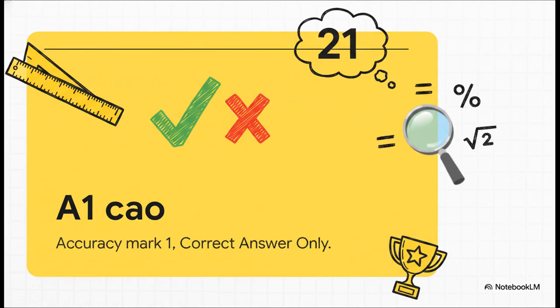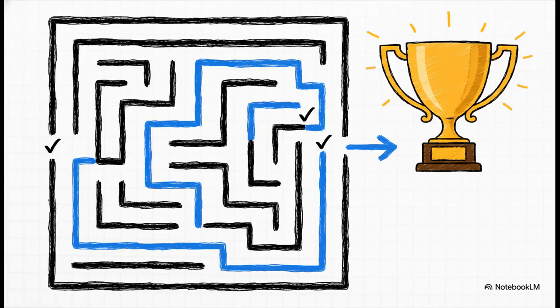Now, the mark scheme strictly awards this final mark as A1 cao. That stands for Accuracy Mark 1, Correct Answer Only. That means there is literally zero margin for error here. You either have 21 written down and you get the mark, or you don't. Getting that 21 means you didn't just understand the underlying math, but you perfectly navigated the rigid logic of the exam's instructions, step by step, to hunt down all 4 marks.